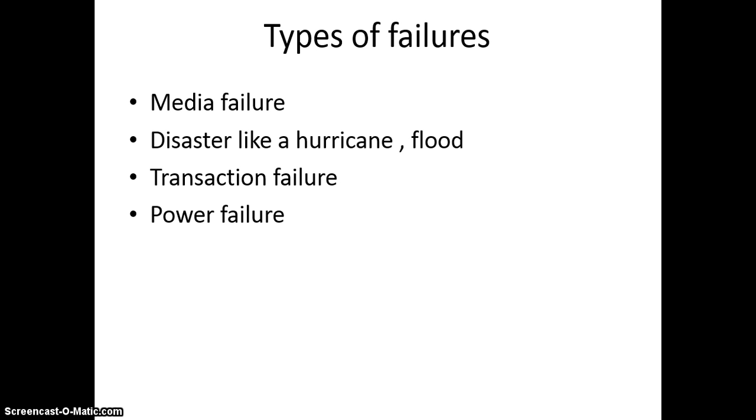So what kind of failures can occur? There are different types of failures that can occur, which prompts us to recover the data. One is media failure. Media failure can be disk failure or disk corruption. And then disasters like hurricane, flood, earthquake, or something like that can happen anytime, and that will prompt us to recover the data. And then if there are software bugs or application level bugs, it could cause transaction failures, and then we might need to recover data to a certain point in time.